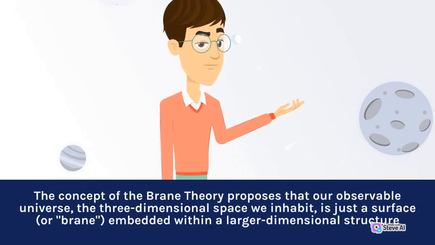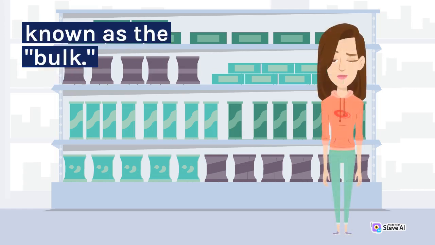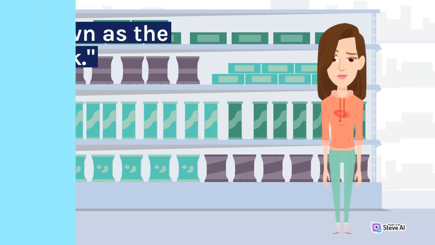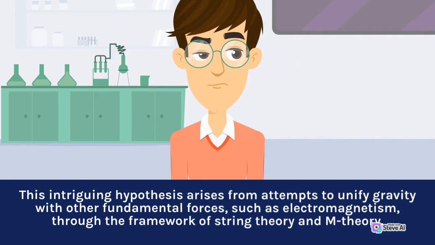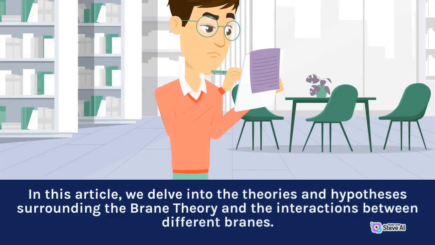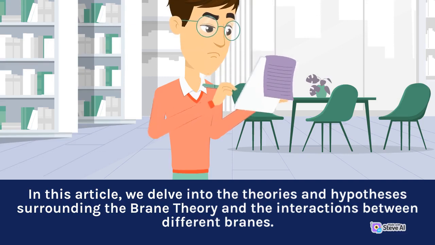The concept of the brane theory proposes that our observable universe, the three-dimensional space we inhabit, is just a surface, or brane, embedded within a larger dimensional structure known as the bulk. This intriguing hypothesis arises from attempts to unify gravity with other fundamental forces, such as electromagnetism, through the framework of string theory and M-theory. In this article, we delve into the theories and hypotheses surrounding the brane theory and the interactions between different branes.